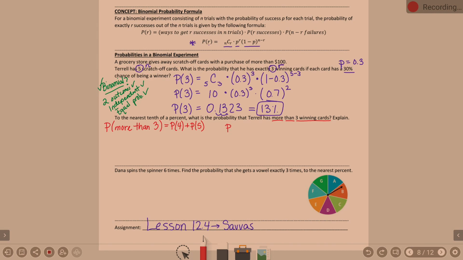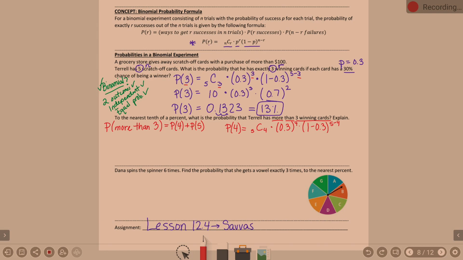Probability of 4. Okay, fill into your formula. Basically, instead of 3s, we're going to put 4s, aren't we? Everything else stays the same. So instead of 5C3, it's 5C4, times 0.3 to the 4th, and 1 minus 0.3 to the 5 minus 4.